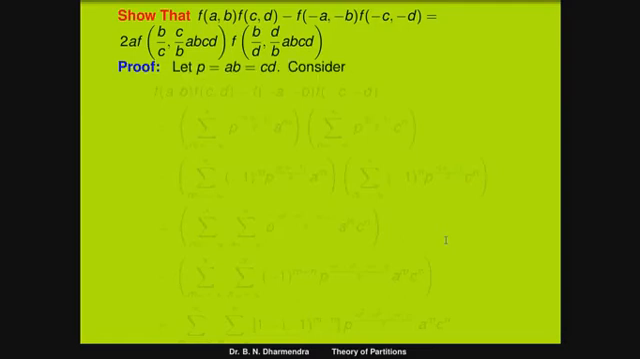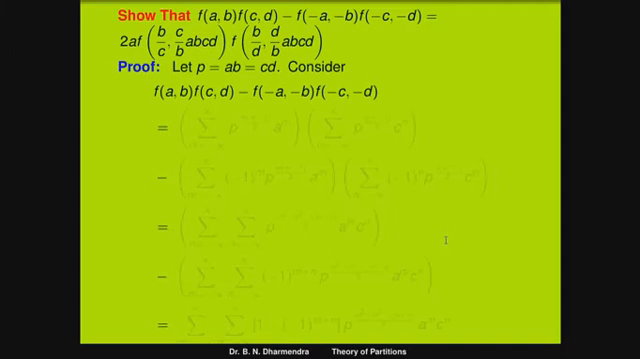Let us consider the LHS, that is f(a,b) f(c,d) - f(-a,-b) f(-c,-d). Here you have to recall the second and third definitions: f(a,b) is equal to the summation n from minus infinity to plus infinity of a^n p^(n(n-1)/2), where p = ab. Similarly, f(-a,-b) is equal to the summation n from minus infinity to plus infinity of (-1)^n a^n p^(n(n-1)/2), where p = ab.